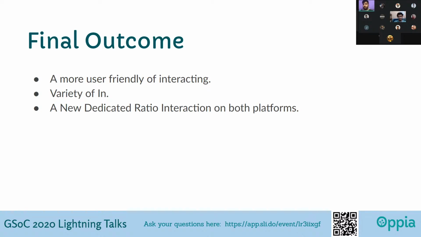We use a different design for both the interactions so far, and I guess we would be creating a different design for the ratio as well. And by the M3, we would be having a ratio interaction on both the platforms, that is on the web and the Android. Thank you.